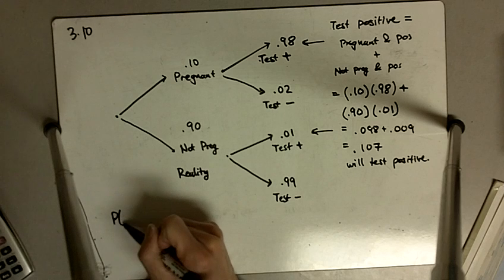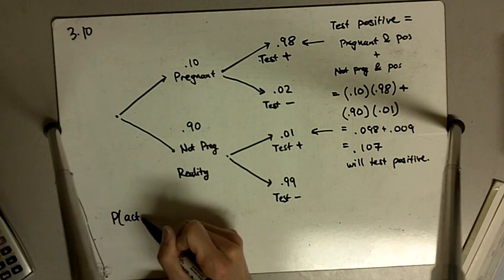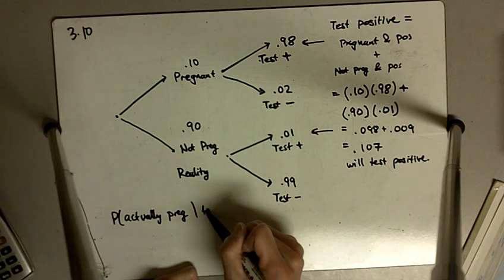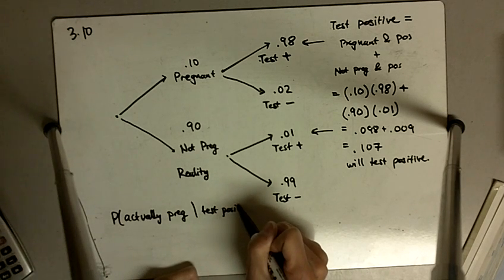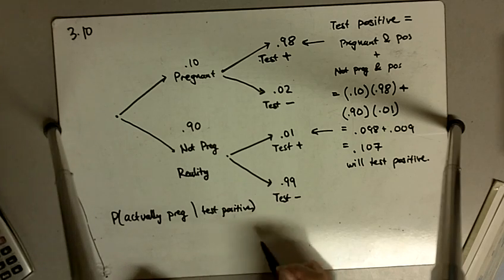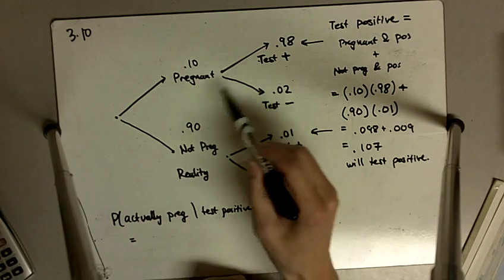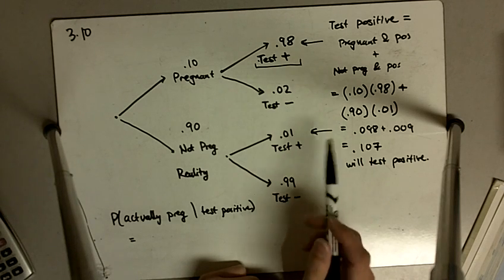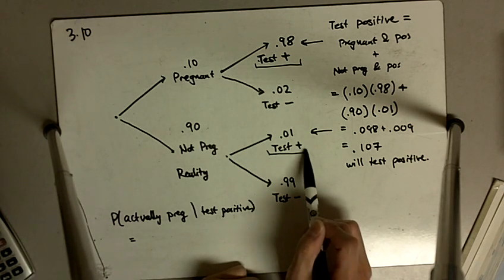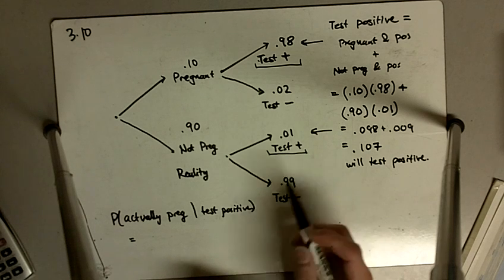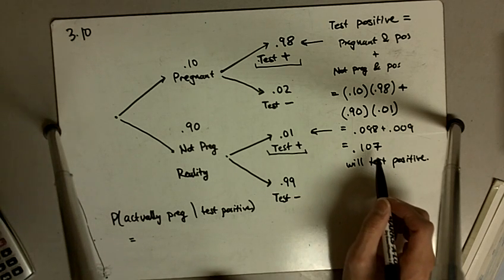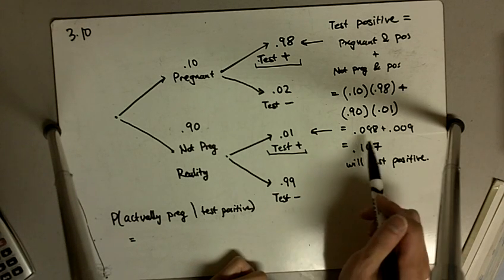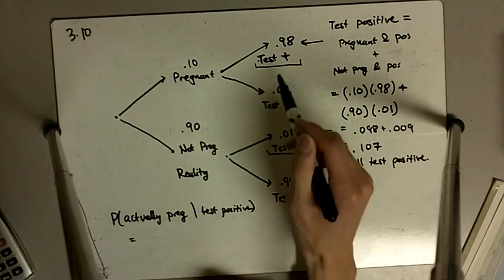So what is the probability of being actually pregnant given that she tests positive? This means out of those who test positive, we've got this group, those who are truly pregnant and test positive, and we also have this group, those who are not pregnant and still test positive, for a total group of size 0.107. We want to know, out of this 0.107, how many are truly pregnant.